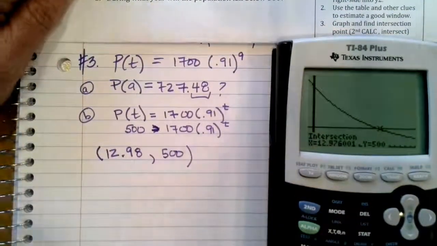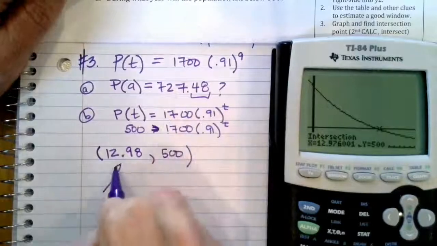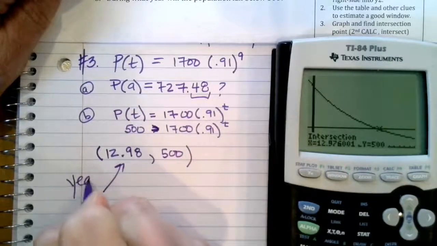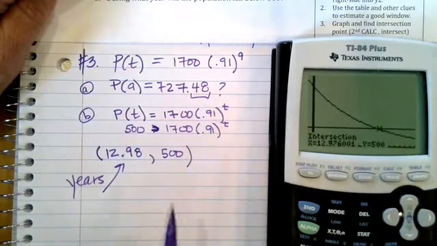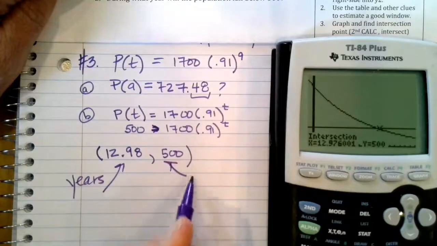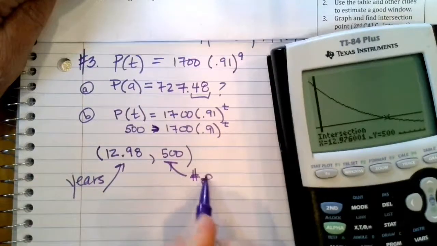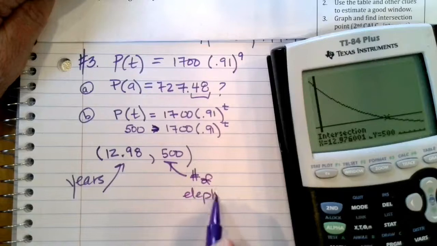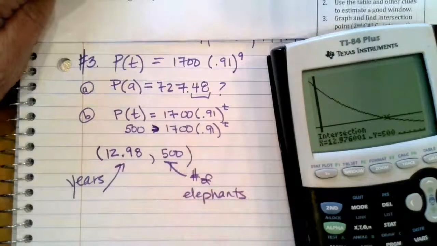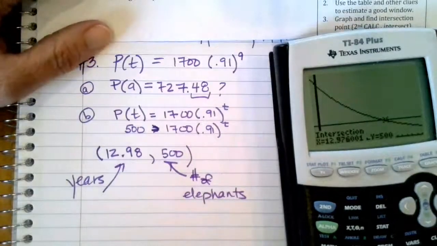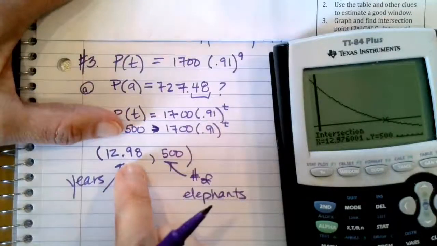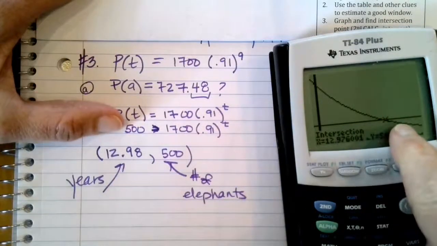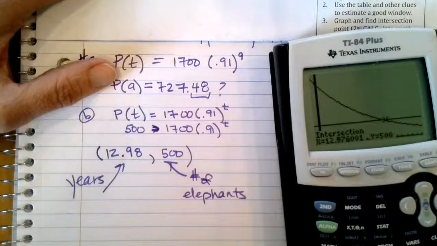So here's what I want you to think about what this is. We were solving for this, which is my number of years. And then this is going to be my number of elephants. So guess what? There's a very good chance that in 13 years, as we move past that, we're going to lose all of our elephants.